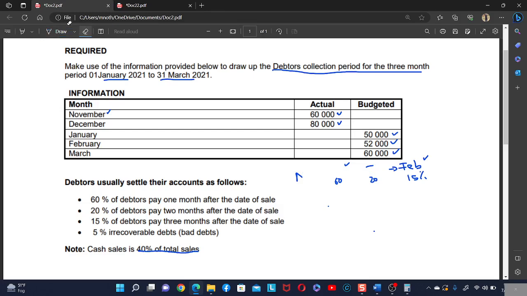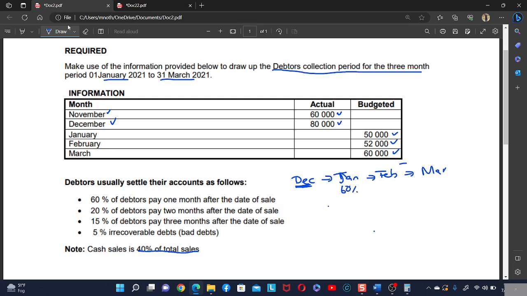Now let's say that December is the month of sale. After December, we have January, and then February, and then March. We are told that 60% of debtors pay one month after the date of sale. Right now December is the date of sale, so 60% will be paid after December, which is going to be January.